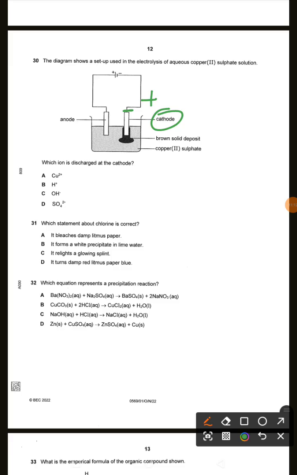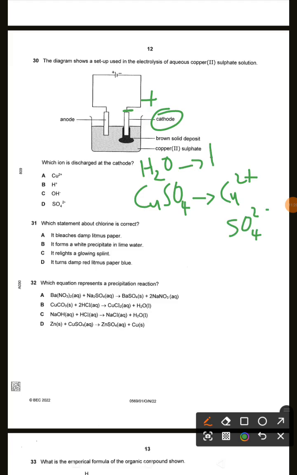Then what do we have? Remember, in aqueous copper 2 sulfate, you have ions from H2O, and then you have ions from copper 2 sulfate. Now from copper 2 sulfate, you're getting copper 2 plus and SO4 2 minus, and then from water you're getting hydrogen ions and hydroxide ions. Now since we're only interested in the positively charged ions, we're only interested in this one and that one.